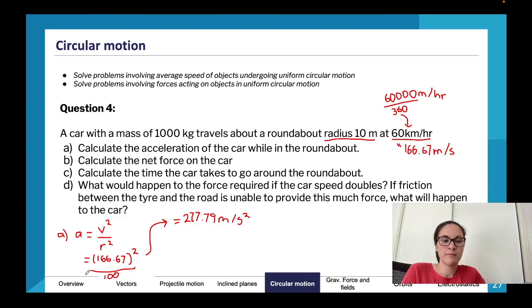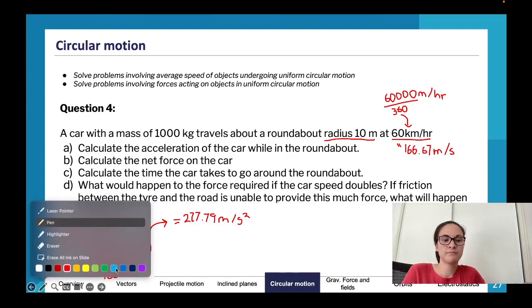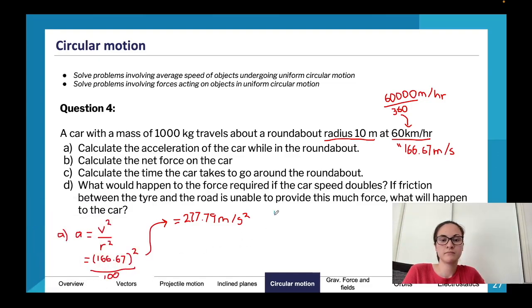Now for B, I'll use a different color. They say to calculate the net force on the car. For this, we're going to use F is equal to MA, or F net, I should say.